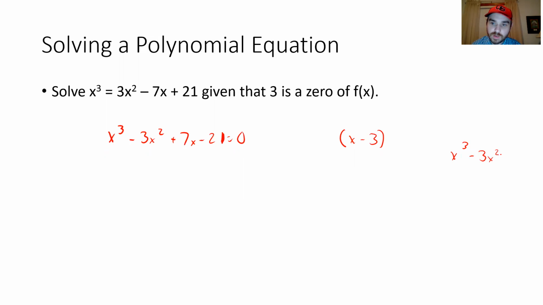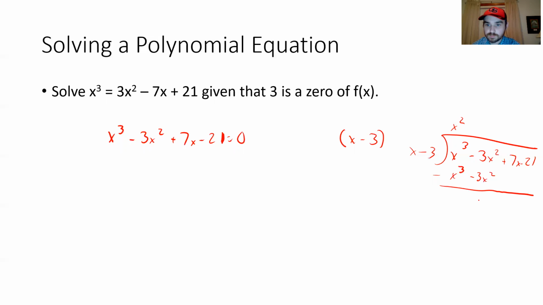So x cubed minus 3x squared plus 7x minus 21 divided by x minus 3. Now, I could use synthetic division if I wanted to here, but I'm going to go ahead and just do it the long way because that'll be a little bit easier to show, and I think we need as much practice with that as we can get. So x cubed minus 3x squared. Hey, what do you know? Subtract this out. This goes to 0, 0, which means we have plus 7x minus 21.